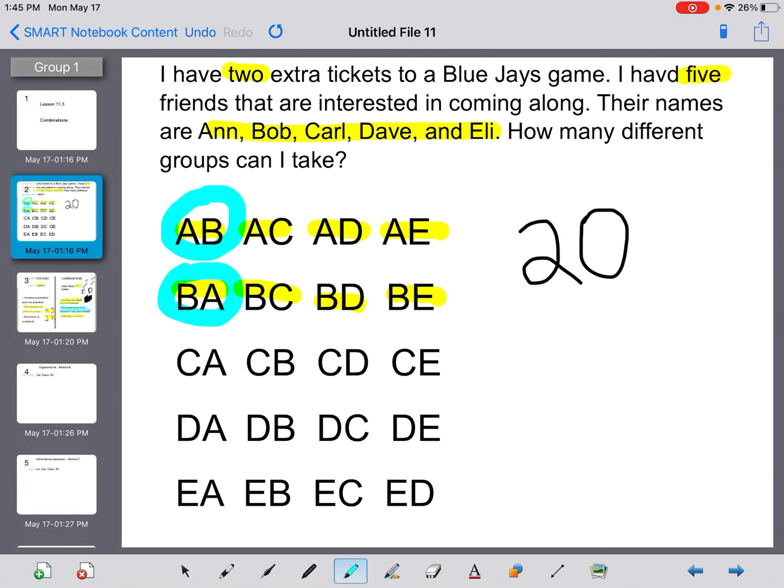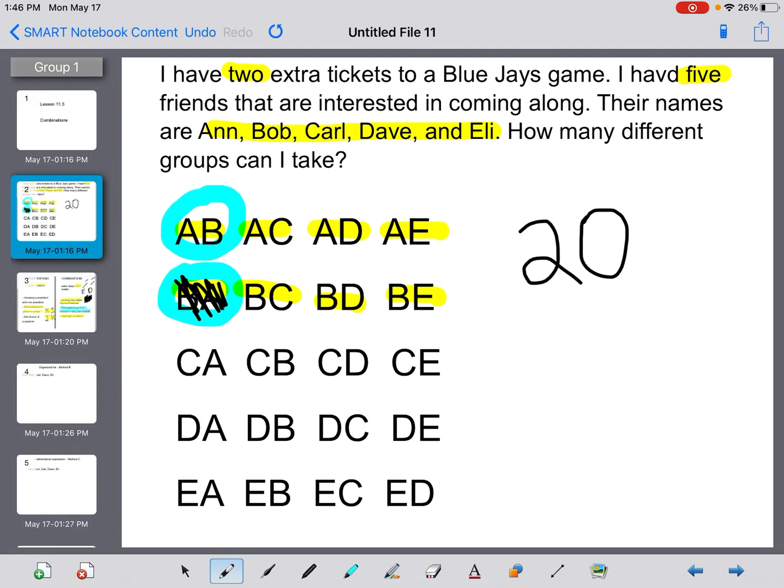It's repeating, because when I'm sitting at the Blue Jays game, I still have Bob and Ann with me, or I have Ann and Bob. So this actually ends up being a double. Bob and Ann is the same as Ann and Bob. So what we can do with our sample space is work through it and cross out any things that are double.